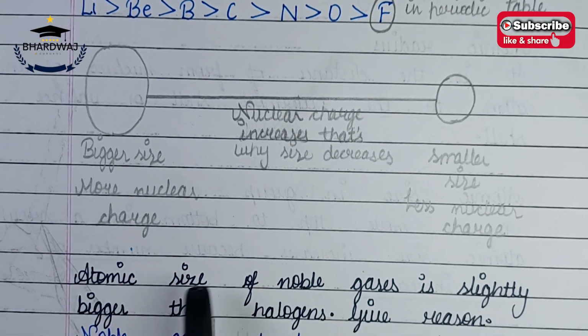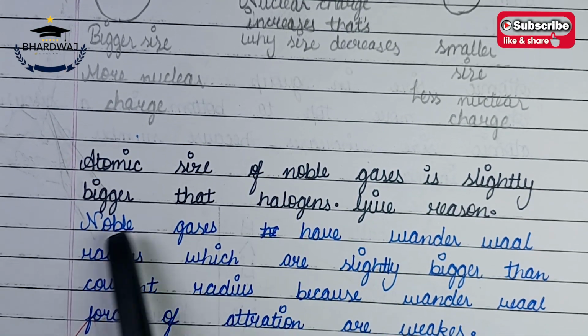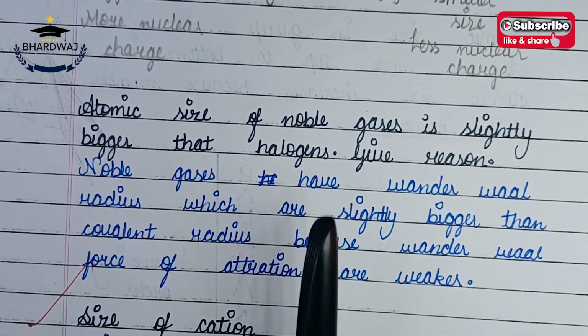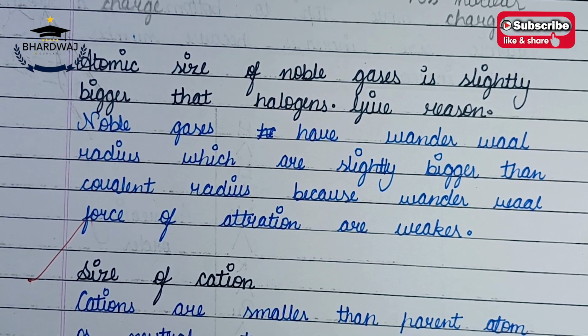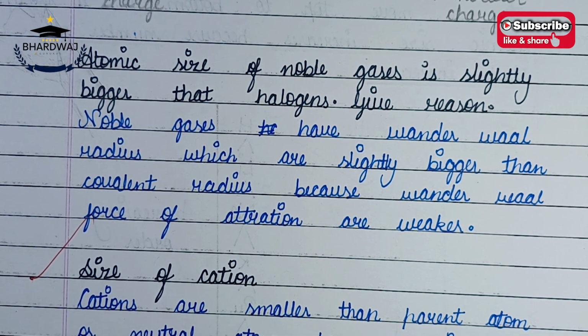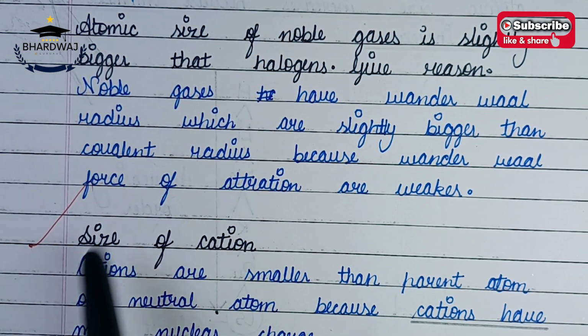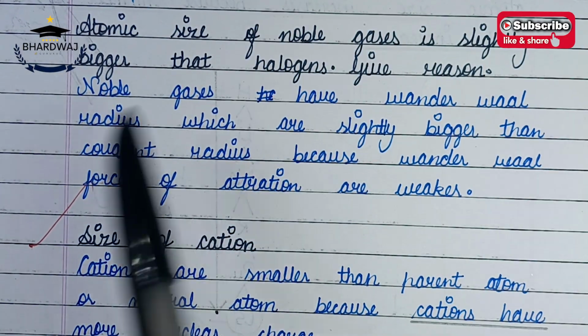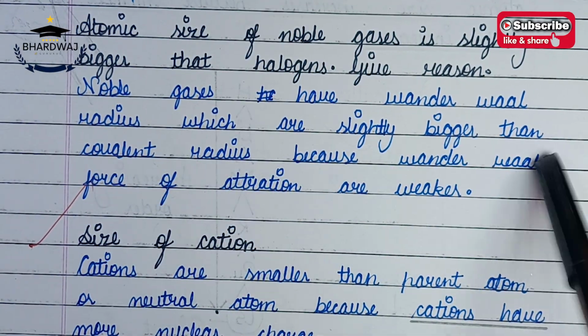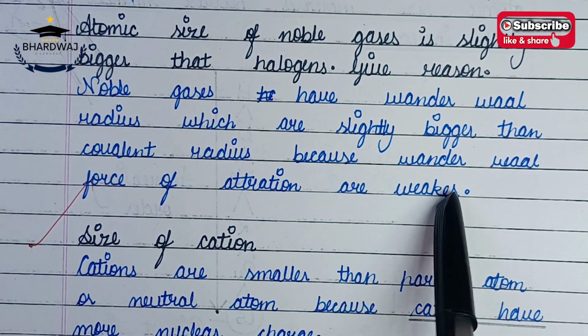The atomic size of noble gases is slightly bigger than halogens. So the atomic size of noble gases, the 18th group elements, they are bigger than the halogens, meaning the 17th group elements. Why? Noble gases have van der Waals radius which is slightly bigger than covalent radius because van der Waals forces of attraction are weaker.